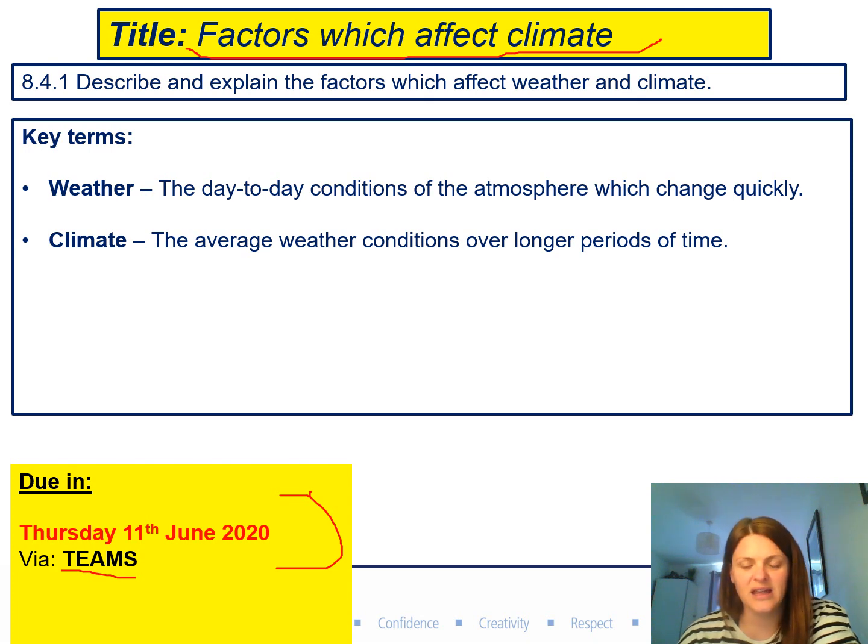But then thinking in deserts, it still can rain every now and again. So that is the weather. So the climate is the average weather conditions over a long period of time.